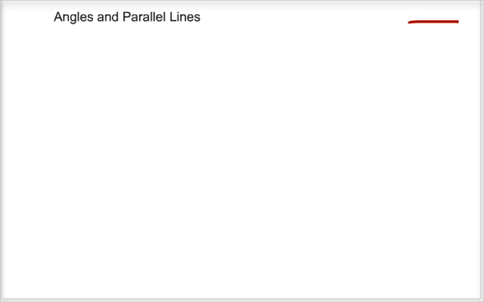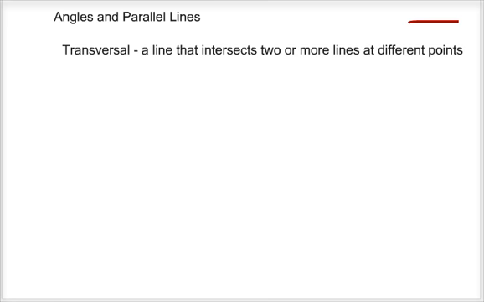So, we're going to start off with just one definition and we're going to launch into a bunch of different types of angles. So our first definition is going to be transversal. And a transversal is a line that intersects two or more lines at different points. Let me give an example.